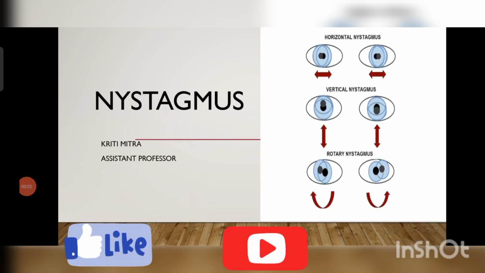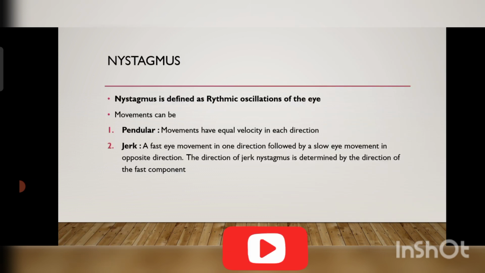Hello all. Today I'll discuss nystagmus. Some of us have noticed that people have rotating eyeballs. So what is nystagmus? Nystagmus is defined as rhythmic oscillations of the eye. The movement can be pendular or jerk.